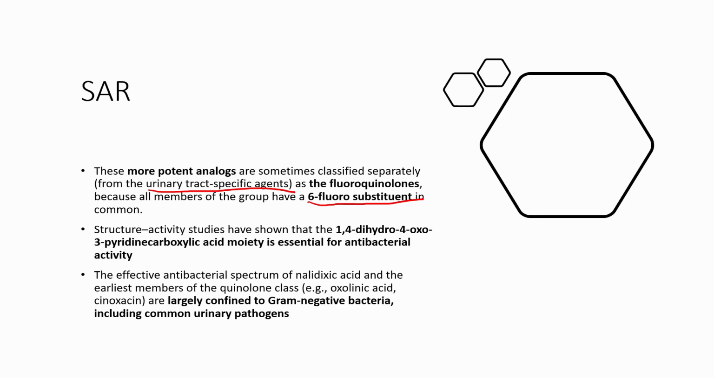Structure activity studies have shown that the 1,4-dihydro-4-oxo-3-pyridine carboxylic acid moiety is essential for antibacterial activity. The effective antibacterial spectrum of nalidixic acid and the earlier members of the quinolone class are only limited to gram-negative bacteria, including common urinary pathogens. So as I said earlier, if your structure does not have a fluorine substituent at number 6, it won't be effective other than in urinary bacteria.